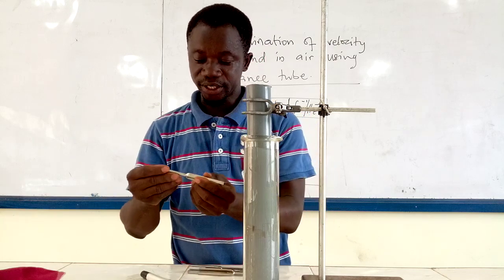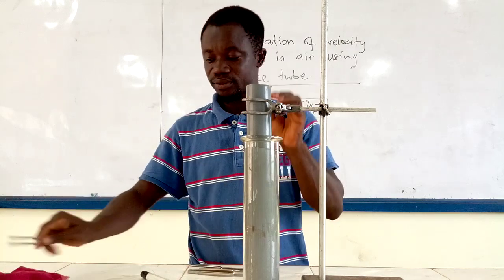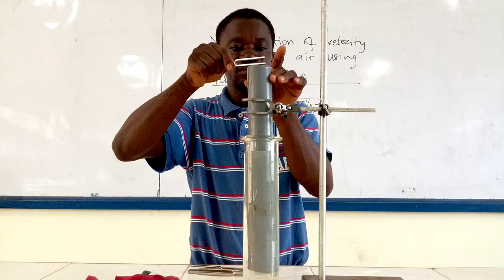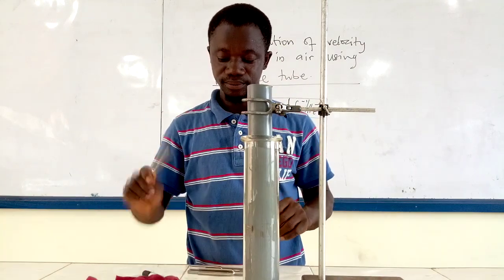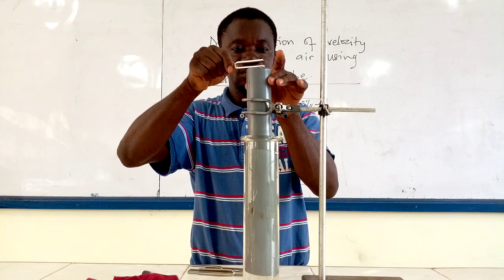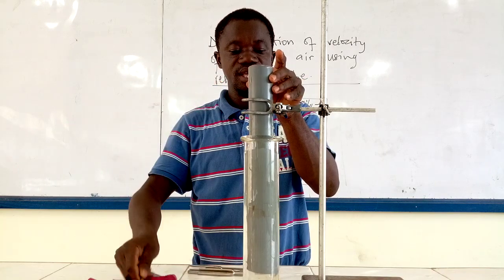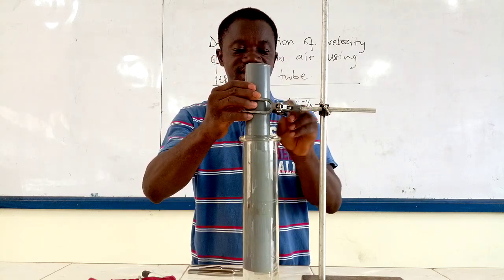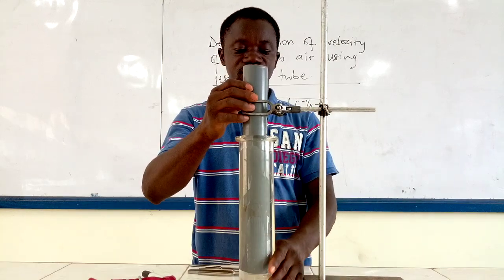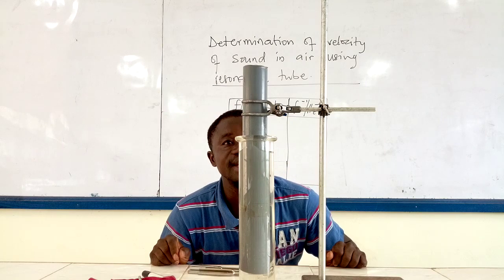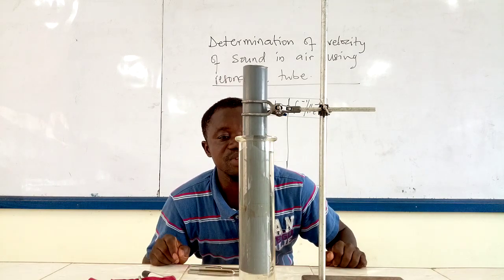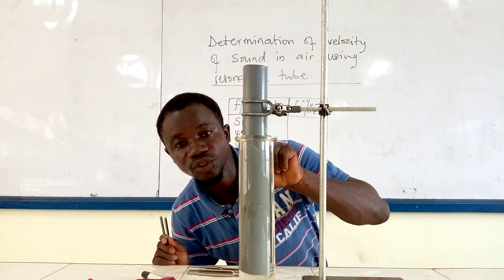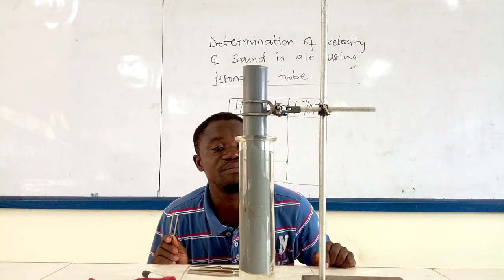The tuning fork I have picked is 512 hertz. I'll sound that tuning fork like this. You see? Loud sound. Let me do it again so that you hear. So that is when resonance is occurring. Then I will tighten this one so that I can measure the length. Now the length of the pipe from the open end to where the level of the water is. This is giving me 17.